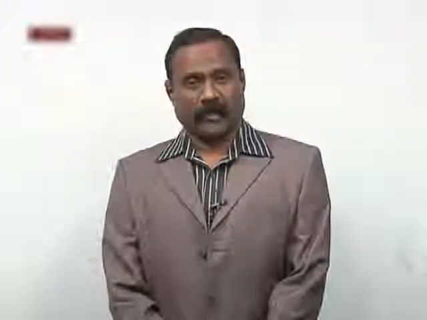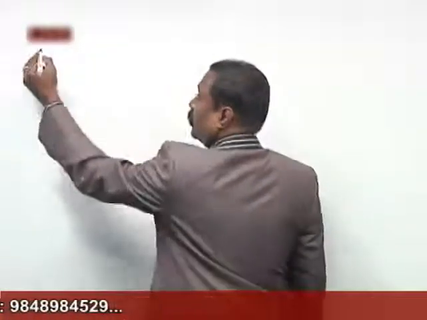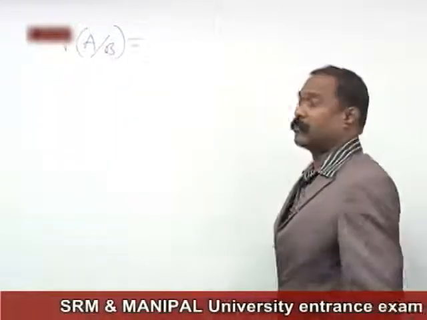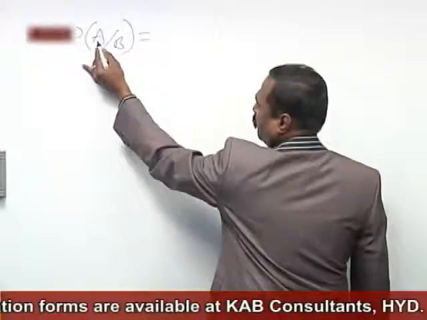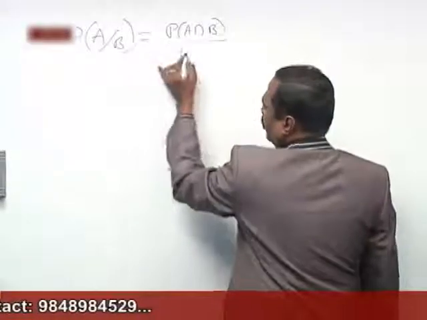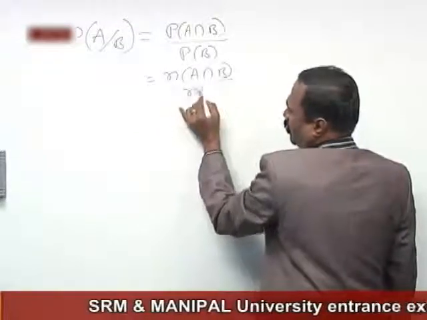Conditional event, conditional probability, and after that I discussed dependent events and independent events. And basing on the conditional probability, we have seen yesterday the multiplication theorem also. According to the multiplication theorem and conditional probability, the conditional probability of A given B, or A after B, that is occurrence of event A after the occurrence of event B, is defined as P of A intersection B whole divided by P of B, or it can also be written as N of A intersection B upon N of B.